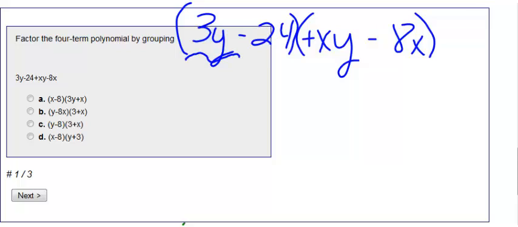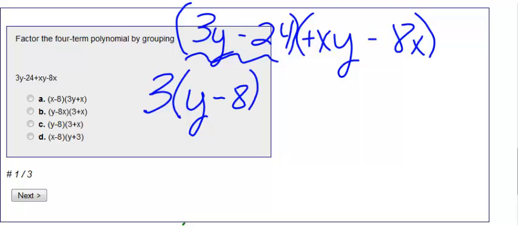So now I'm looking at my first set of parentheses. I ask myself, what can I pull out? And I see I can pull out a 3. When I pull out a 3, I'm going to be left with y minus 8.